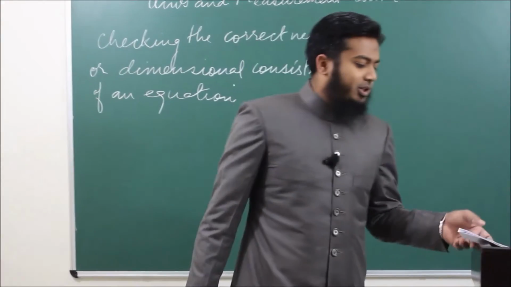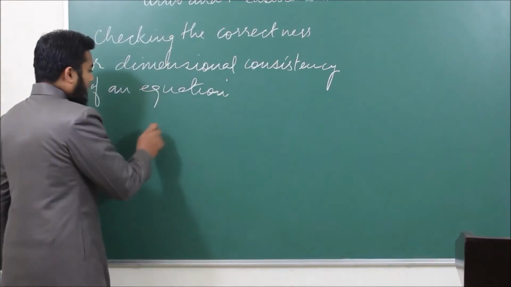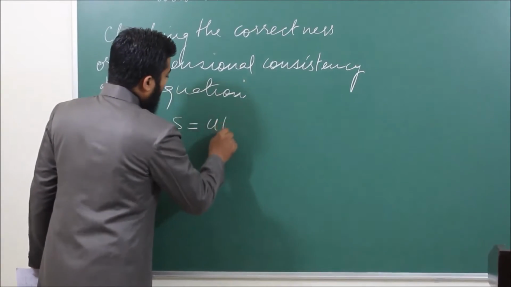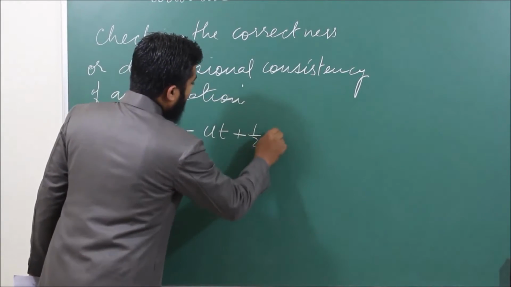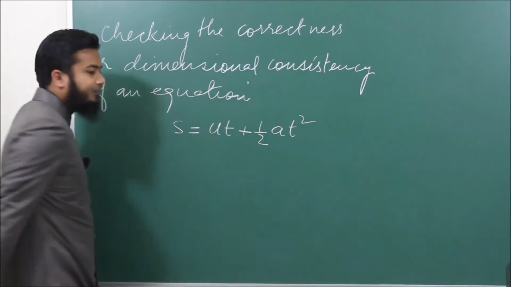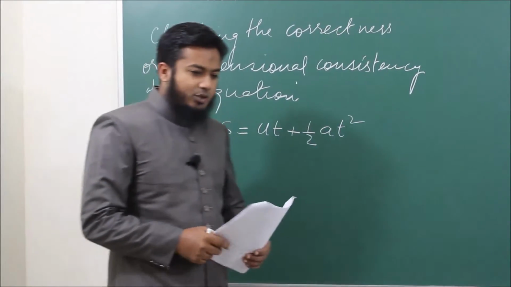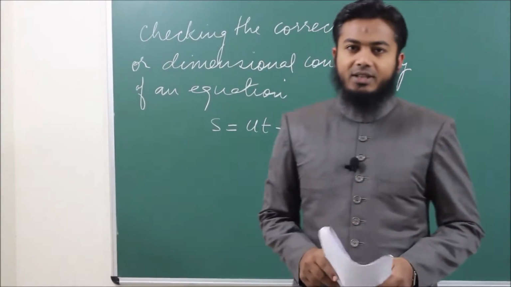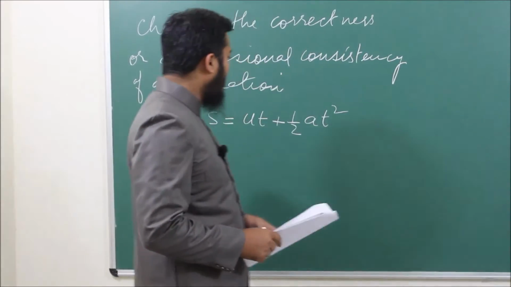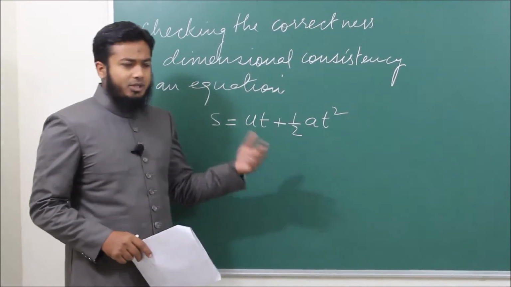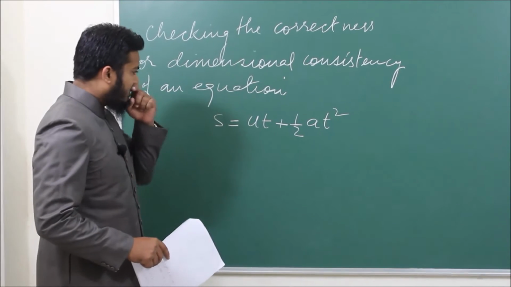So we are given an equation. Say S is equal to ut plus half at square. This is an equation, and we have to check whether it is dimensionally consistent or not. You must have studied about this equation. Let's revise what this equation says.